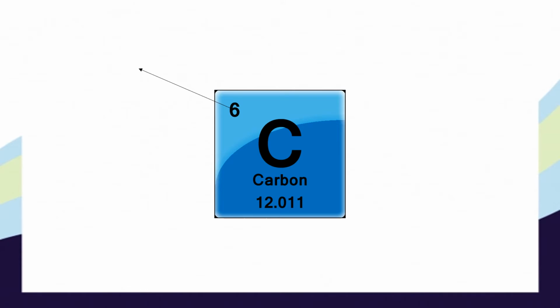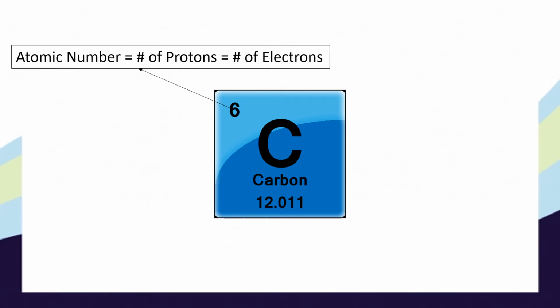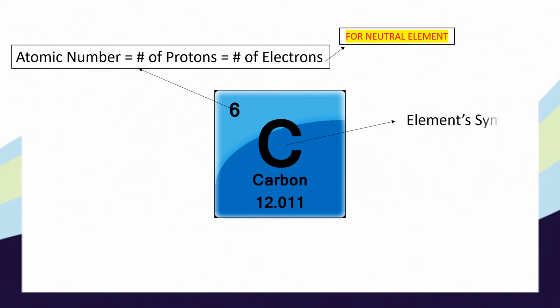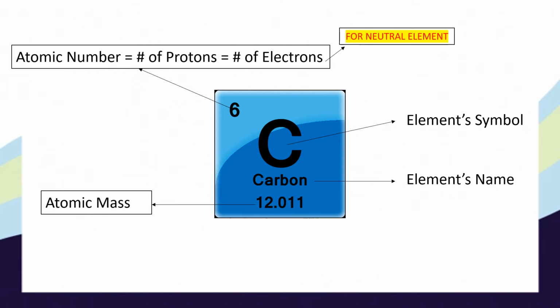Just above, on its upper right corner, is the atomic number of the element carbon, which is equal to the number of protons and to the number of electrons. This is only for a neutral element. Below the name of the element carbon is the atomic mass.